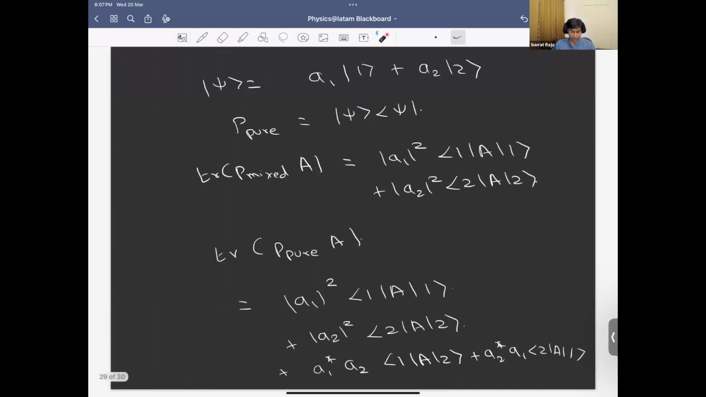And here you can see that pure states look pretty different from mixed states, because provided I measure any observable which has some cross terms, and most observables will have some cross terms, I can immediately see that a pure state is pretty different from a mixed state.